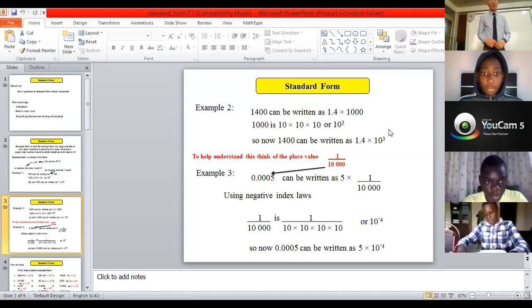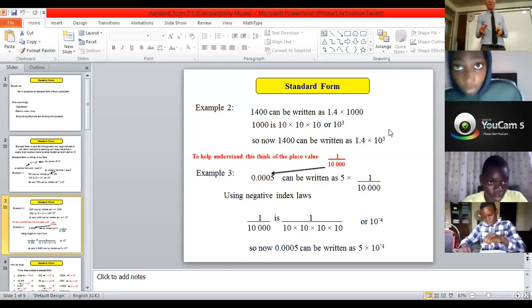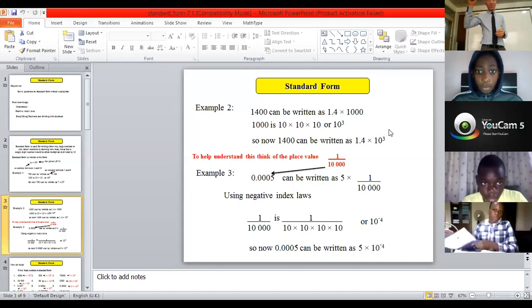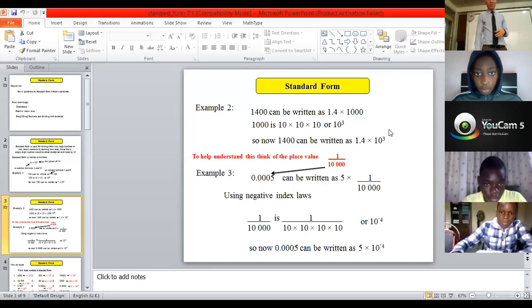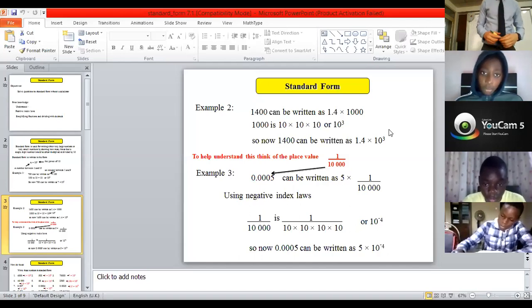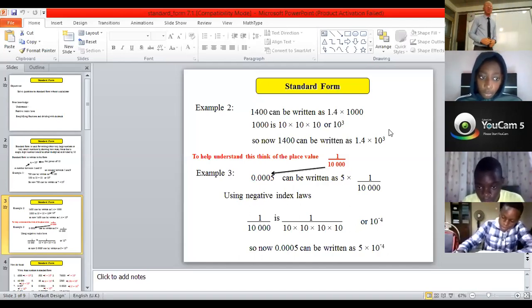In indices, I already explained that when you have 1 over a particular number like that, the power will now carry a negative value. So it becomes 10 raised to power minus 4. Having seen 10 raised to power minus 4, that is when you can say 5 times 10 raised to power minus 4. Okay, let's come back to the board.